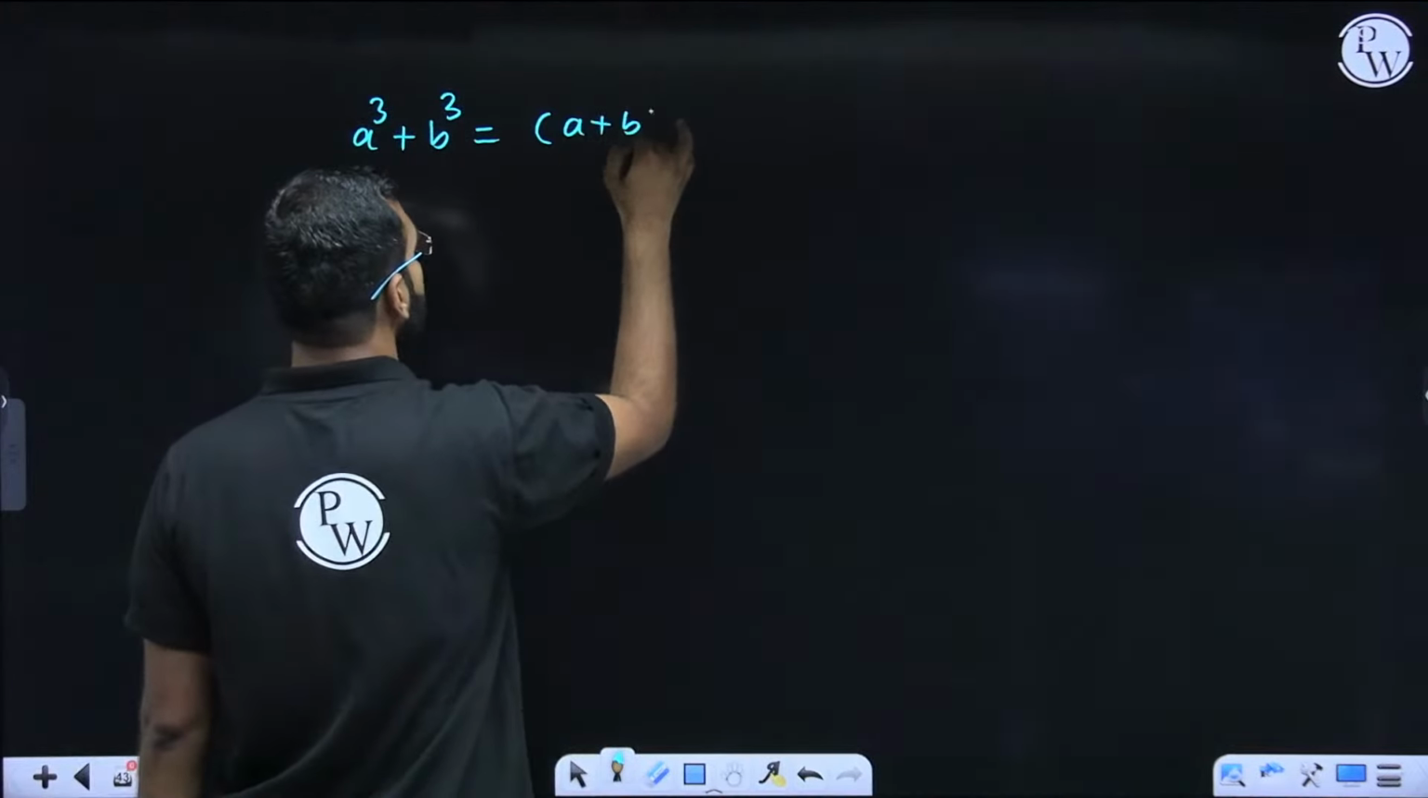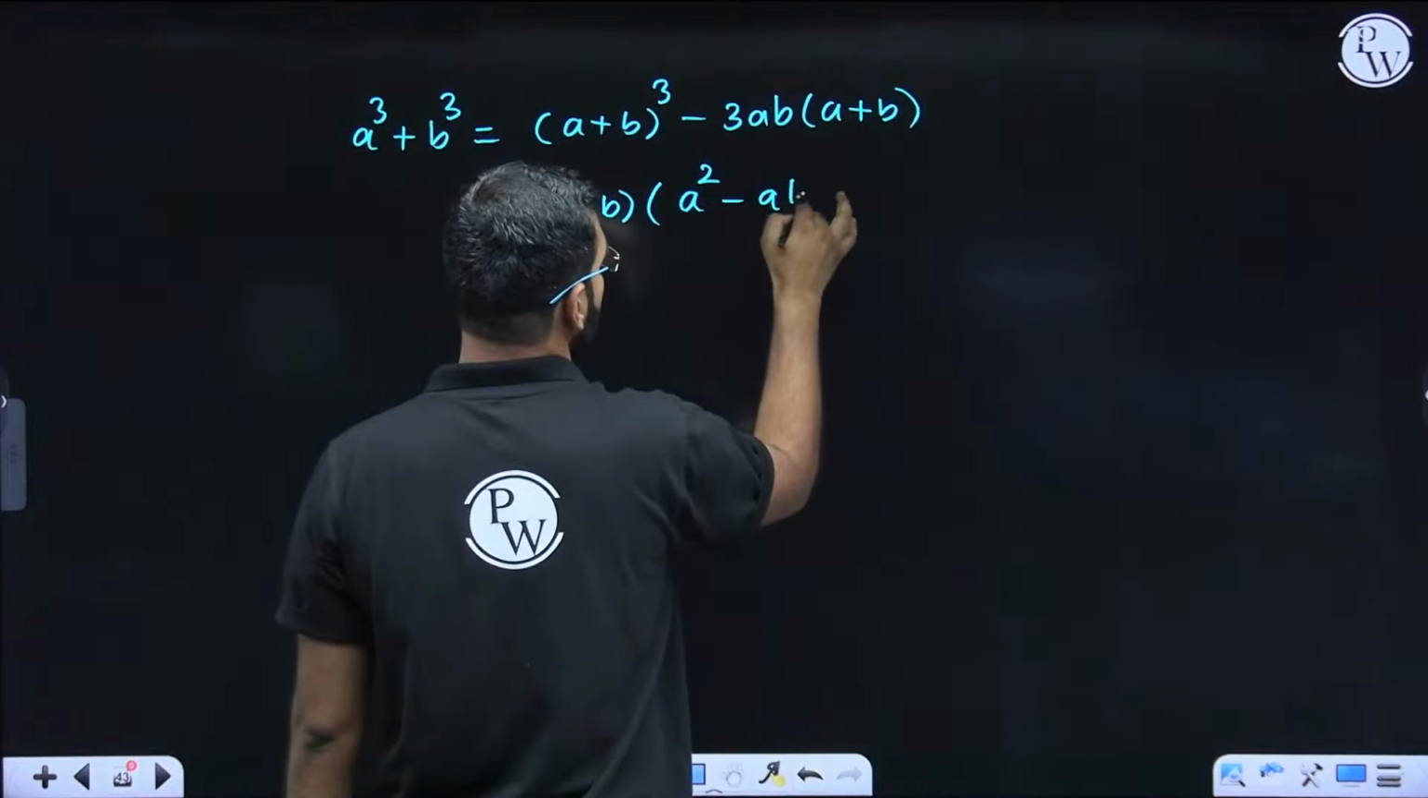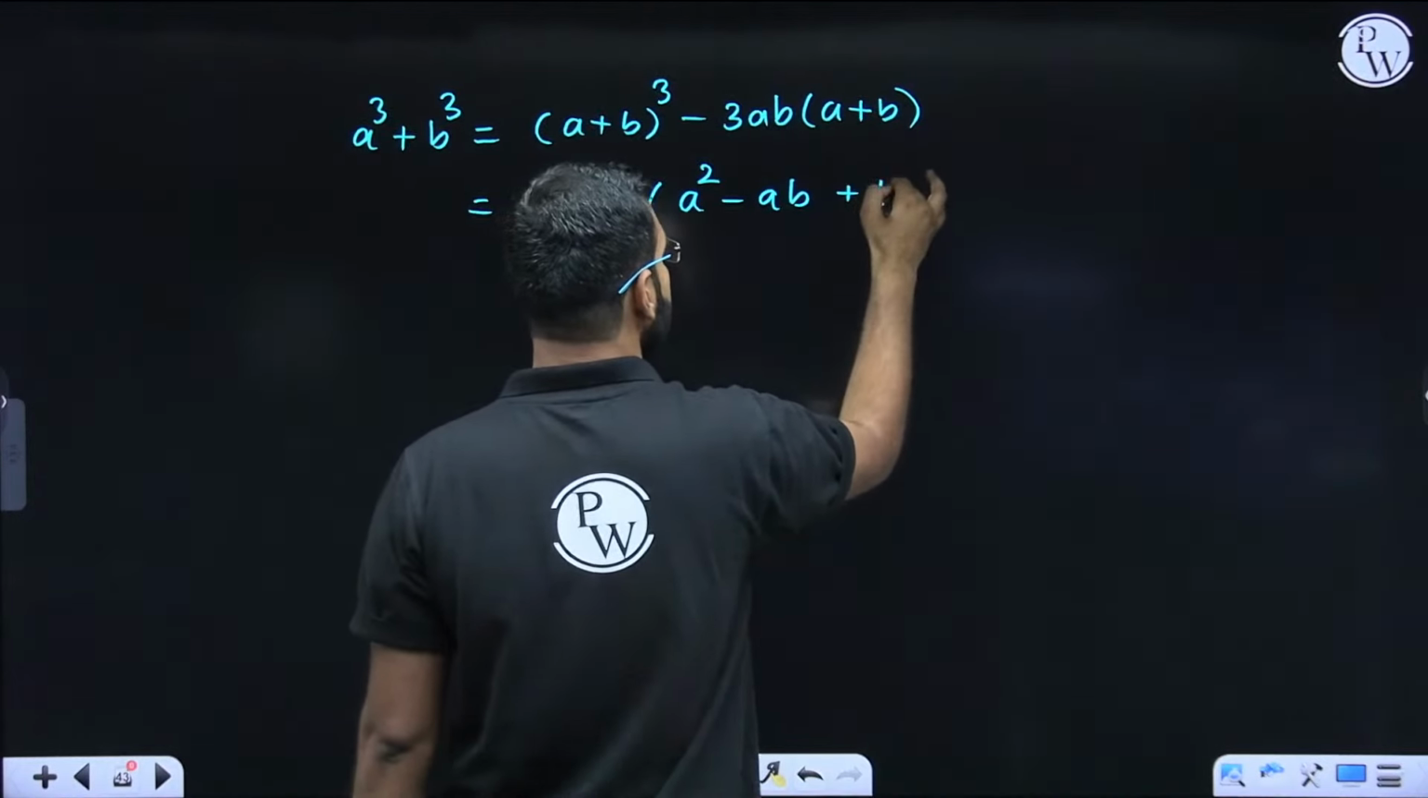And from here, if I take a plus b common, I'll be left with a plus b whole square minus 3ab. So when I simplify that part, I'll get it as a square minus 2ab minus 3ab, that is minus ab, plus b square.